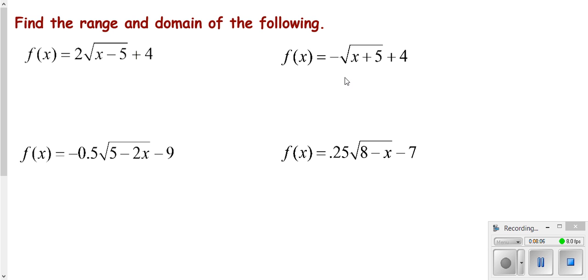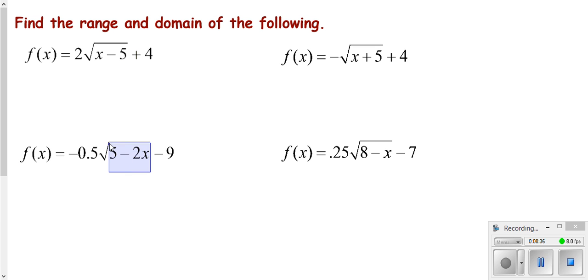Looking at this one here, what's on the inside has to be greater than or equal to 0 for your domain. So you go x plus 5 greater than or equal to 0, and you get your domain then to be x is greater than or equal to -5. You'll notice what you're getting out here is not positives, but negatives, so your range is less than or equal to 0 here. But if it's less than or equal to 0 for here, and then you add 4, that would be less than or equal to 4 for your range.